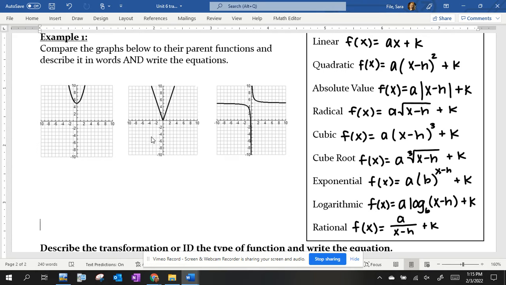All right, so the first type of example we're going to look at is given a graph, state what type of function it is and describe how it was transformed. Compare it to its parent function. Okay, and then we want to write the equation. So what is this first function? Which of this list here, which type is this? Quadratic. Very good. So we have a quadratic function.